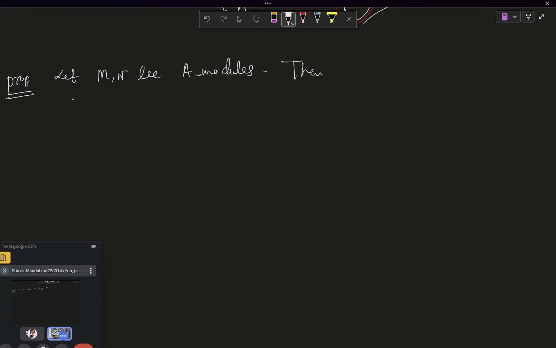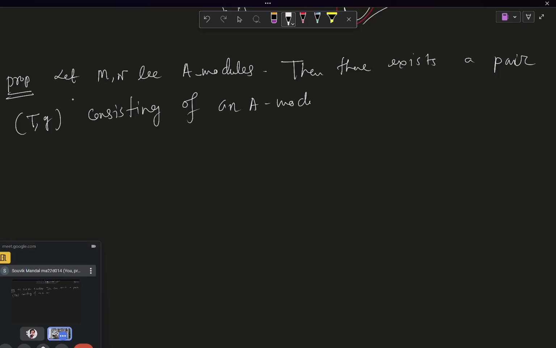Then there is a pair (P, g) consisting of an A module P and a bilinear map g from M cross N. Sorry, one second, it's my mistake. A bilinear map g.